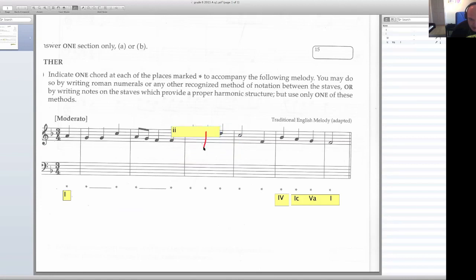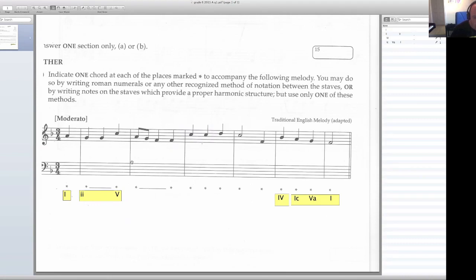Let's see if I can move that. Nope. Need that. Nope. How do I move that? Okay. There you go. I hope you can see all that, by the way. There you go. And I will have five right there.